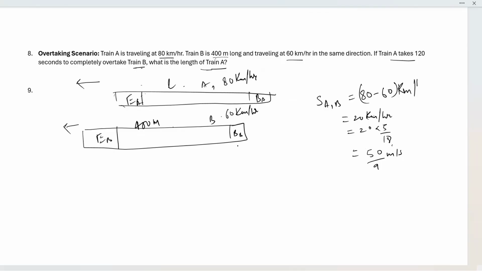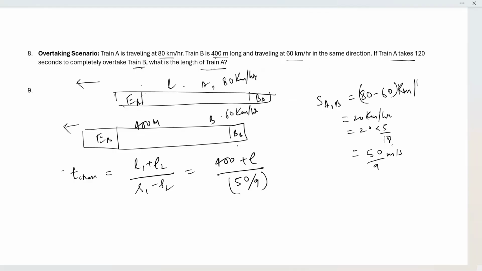Okay. So in this case, when there are two trains moving in the same direction, the time to cross is given by L1 plus L2 upon the relative speed. That would be S1 minus S2. So in our case, the length of the trains, which we have to find for one train, can be written as 400 plus L. The relative speed we know, 50 by 9, and this time is given to us, which is 120 seconds.